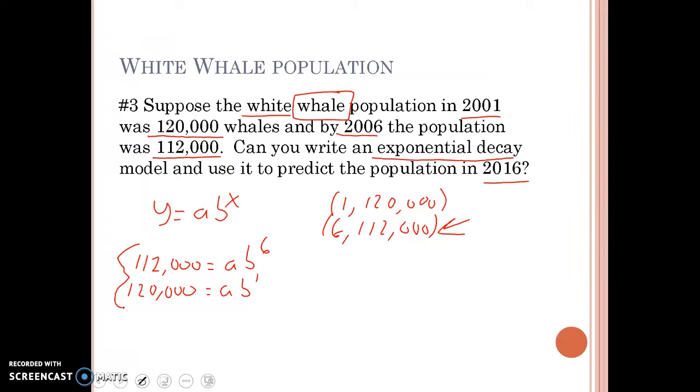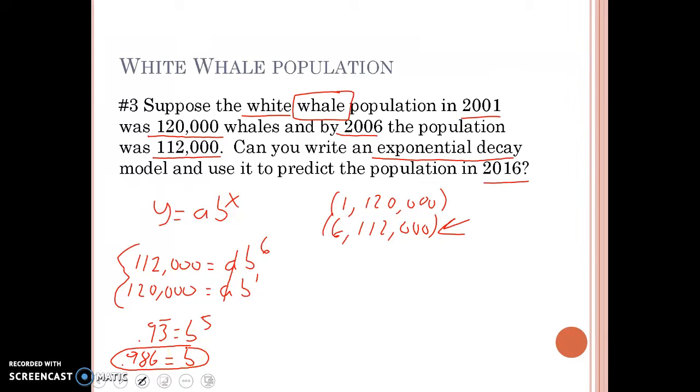And just like we did yesterday, I'm going to go ahead and divide. I'm going to start by taking 112,000 divided by 120,000, and that is 0.93 repeating. That equals, the a's are going to cancel, b to the 6th over b to the 1st is b to the 5th. So then if I take the 5th root of both sides, I'm going to end up with a b value. That's the 5th root of 0.93 repeating, which is 0.986. So that's my b value.